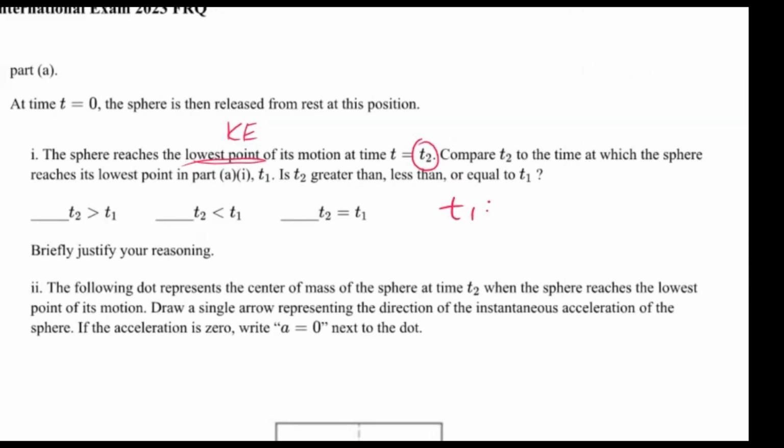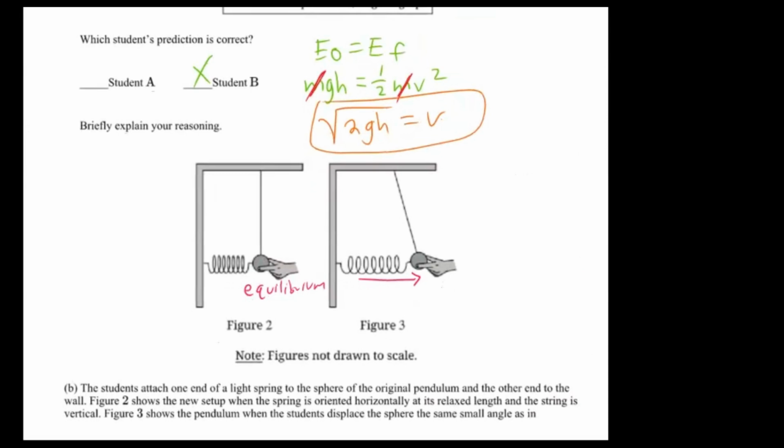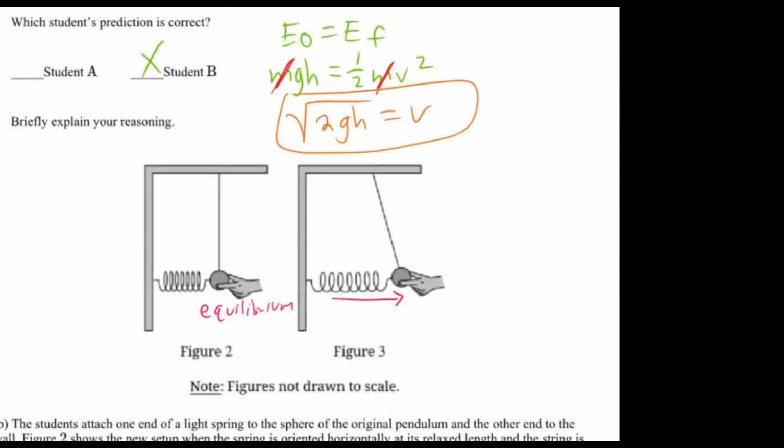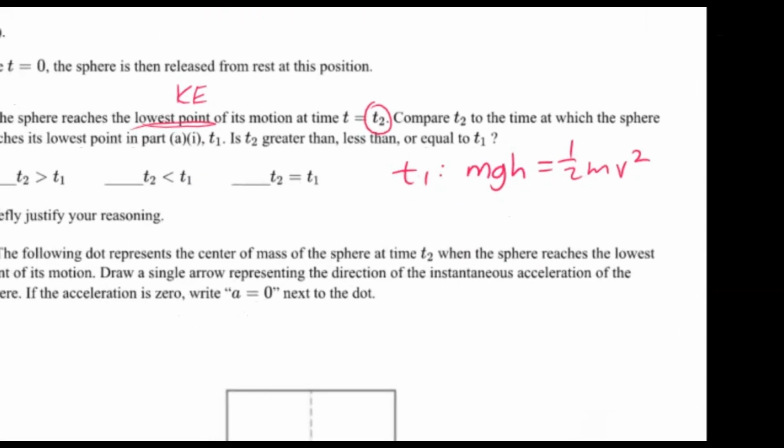So we know that T1 starts off from rest. So it's mgh, conservation of energy, and that just goes to 1/2 mv squared. We talked about before, we solved for velocity. It was the square root of 2 times gravitational constant times height.